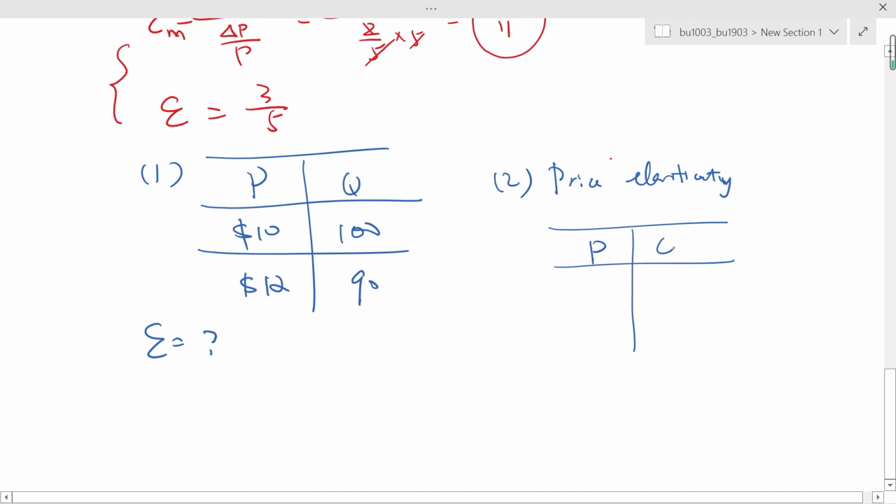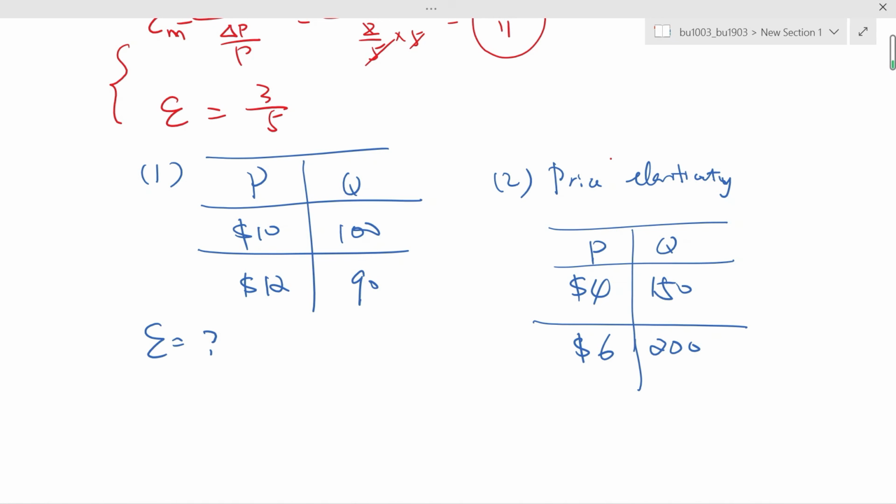If the price of coffee is $4, then the market supply is, suppose, 150. If price increases to $6, then the market supply of coffee is 200. So now you can use exactly the same way we have shown here to calculate the price elasticity of supply, using both the non-midpoint method and the midpoint method.